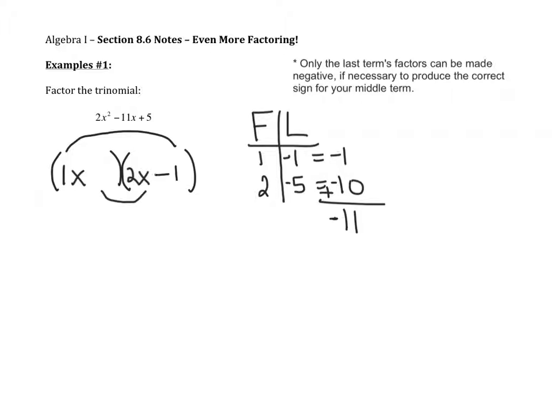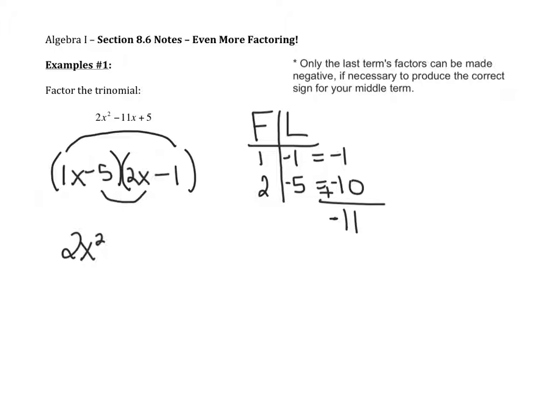So I'm going to put minus 1 right here. And then I also figured out in my first and last chart that I need to take 2 times negative 5. So if I put the 2 here, then I'm going to put the negative 5, or the minus 5, here. Because again, it's the first times the last and the last times the first that produces that middle term. So if you multiply it all back out, 1x times 2x is 2x squared.